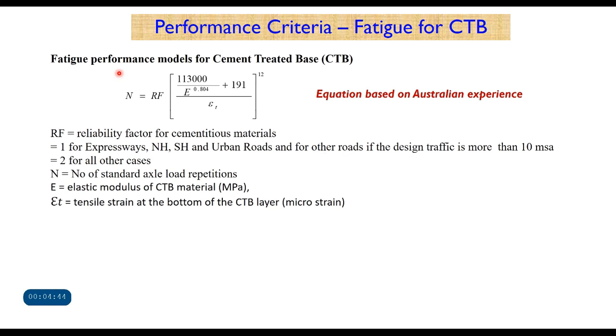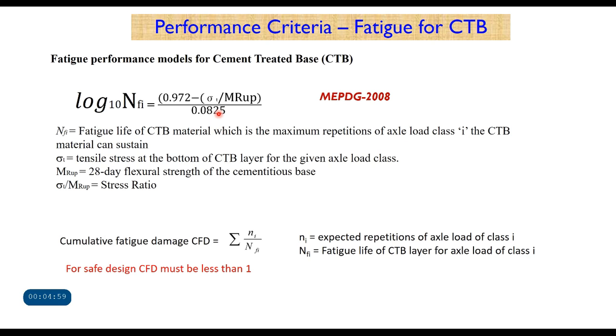N is the number of standard axle load repetitions. E is the elastic modulus of CTB material, and this epsilon T is the tensile strain at the bottom of the CTB layer. Now, another parameter here is based on the stress. Sigma T here is the tensile stress at the bottom of the CTB layer for the given axle load class.